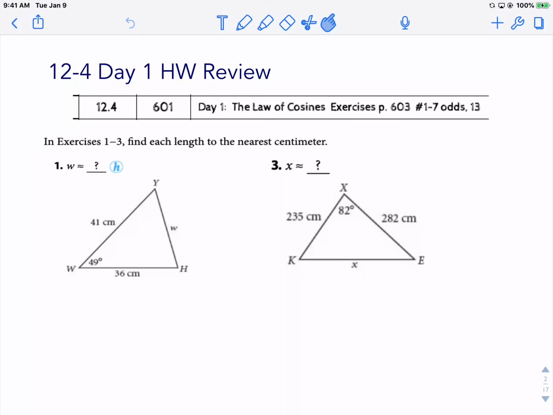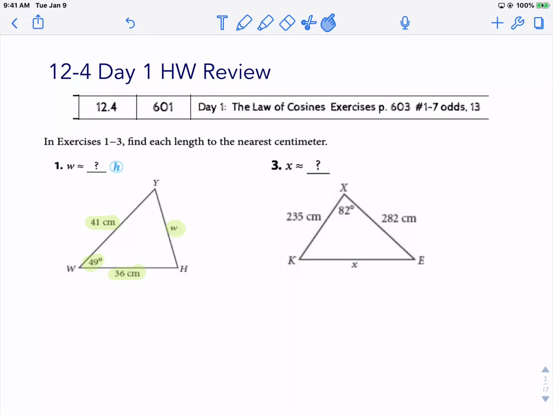So this was your assignment, the 1 to 7 odds and 13, just a small number of problems to get your feet wet with law of cosines. So starting with number 1, remember law of cosines works two different ways, but if we're looking for a missing side length, the reason we would use it is we have the other two sides and the angle in between. We have the SAS condition.